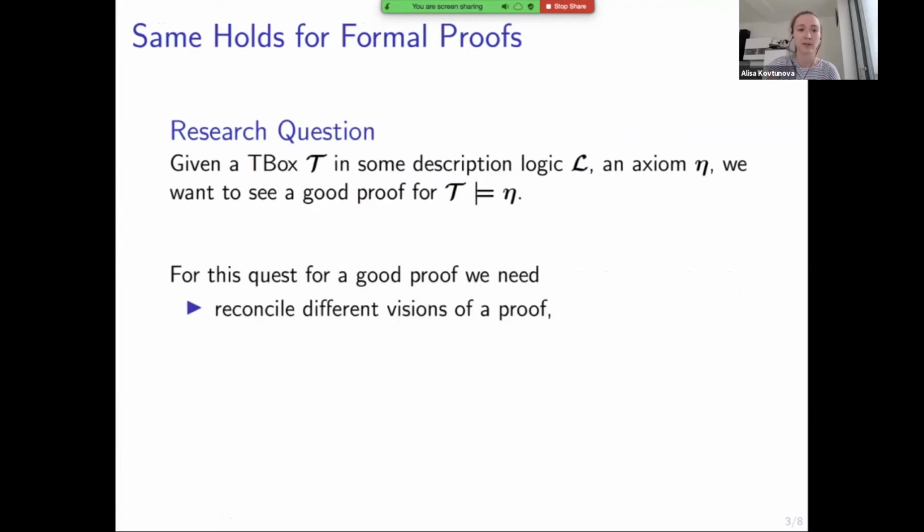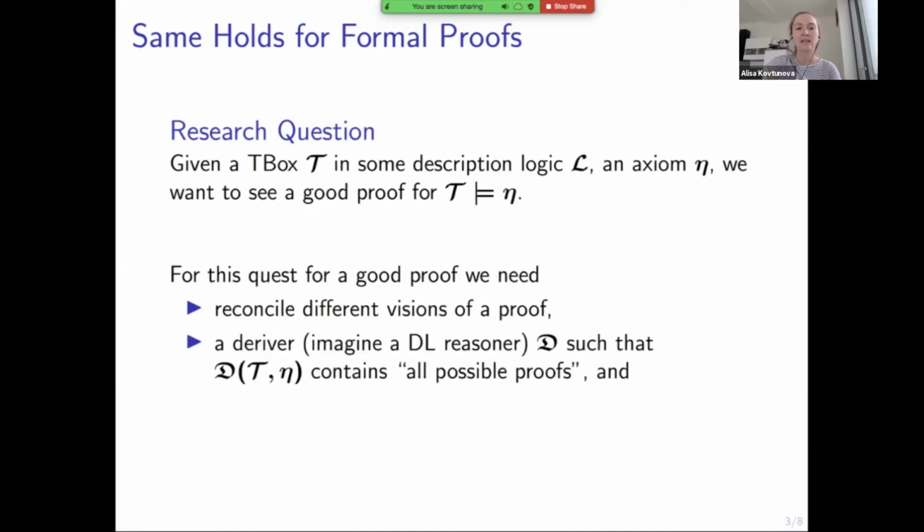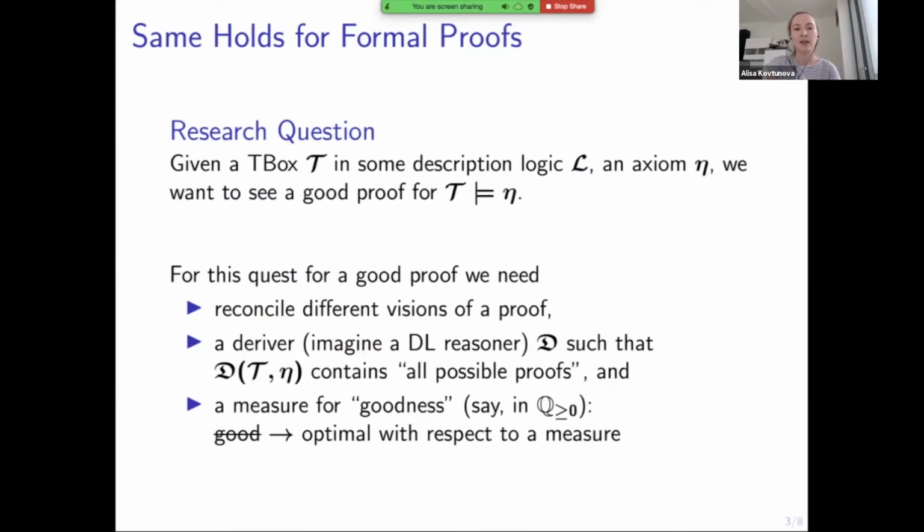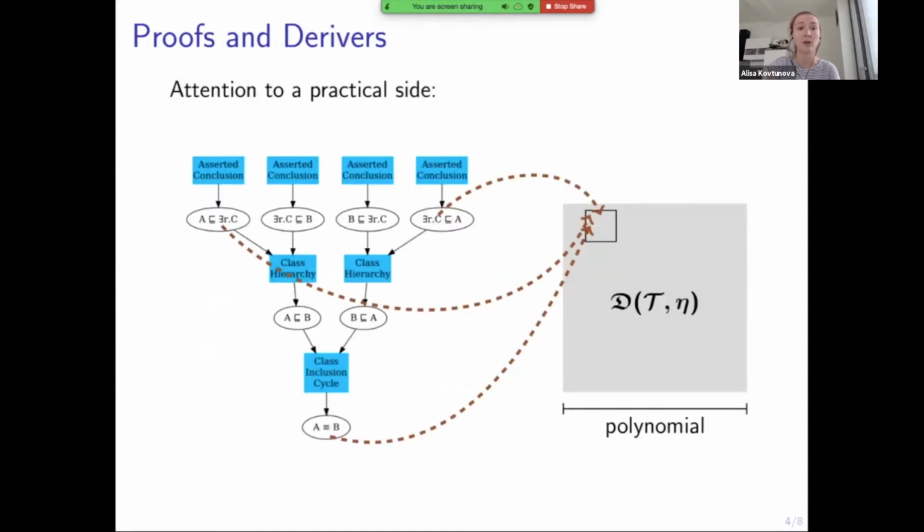For that, we need, first of all, to understand what a proof is. Then we need something which can derive all possible proofs that we want to consider. In a human scenario, you can consider the brain as a deriver, or for description logic, it can be the reasoner. And we need to define what good means, a measure for goodness. So to consider these 3 points, first of all, we assume in our research that proofs are directed labeled hypergraphs.